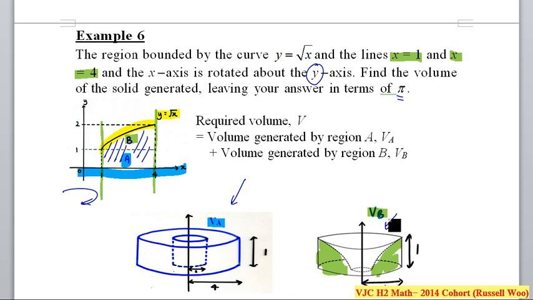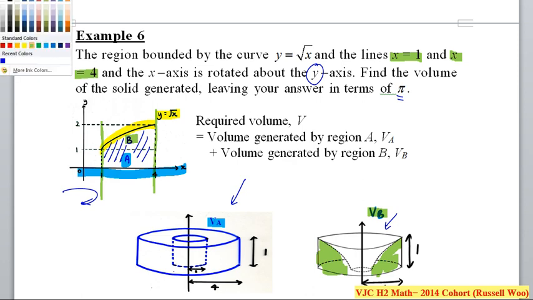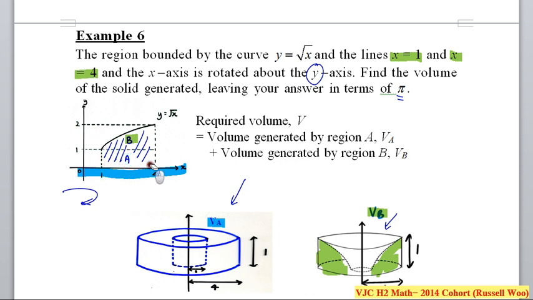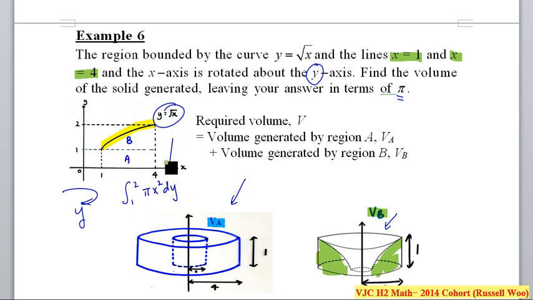Why do we need to divide into two? Because if you look carefully at this curve here, because you are actually trying to rotate about the y-axis, if you integrate 1 to 2 of pi x squared dy here for this curve, you are indeed just going to get this part.